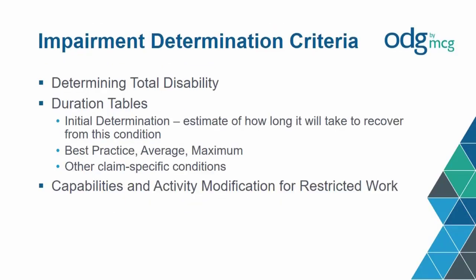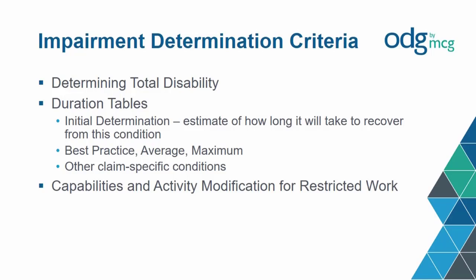When making your initial or ongoing claim determinations, ODG for Disability provides duration tables, which are estimates of how long it may take a claimant to recover from their medical condition. These are displayed in best practice, average, and maximum duration days. It's important to follow your company's policy for which target they want you to use. We all know that sometimes things don't go as expected, so we have another section where you can refine your claim to include claim-specific conditions that you may be seeing that are impacting recovery. When you add these conditions, such as depression or opiate use, you'll get a new idea of how long this claim may take to resolve.